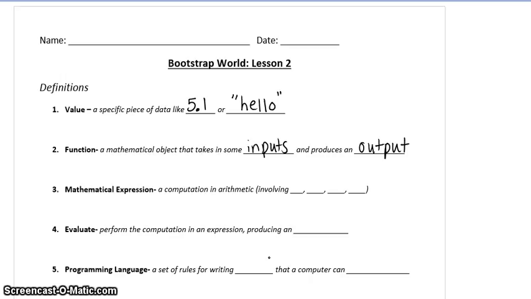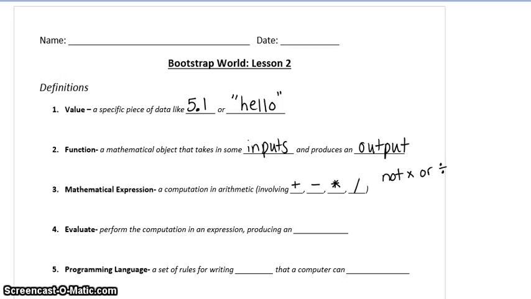Number 3, a mathematical expression is a computation in arithmetic, often involving our 4 functions, adding and subtracting, which use those 2 symbols that we're used to seeing, multiplication, where we have to use an asterisk, and division, where we have to use a slash. Please be aware that the computer does not understand the multiplication symbol when we use an X or the division symbol shown here. Keep in mind the symbols that are actually on the keyboard are the ones that we have to use. So for multiplication and division, the asterisk and the slash can actually be found on the keyboard.